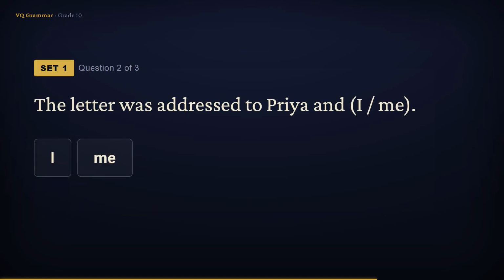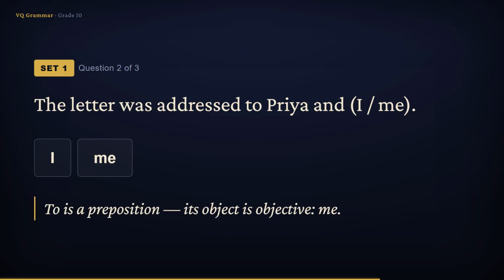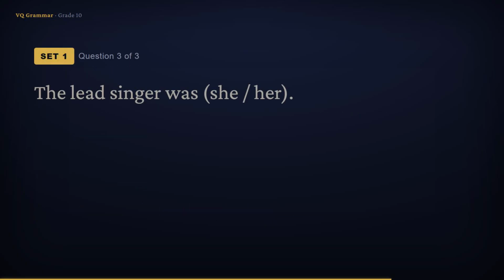The letter was addressed to Priya and blank. Hunt for the preposition first, and there it is, to. A preposition needs an object, so the pronoun has to be objective. Drop Priya and check it. Addressed to me. That's the one. The answer is me.